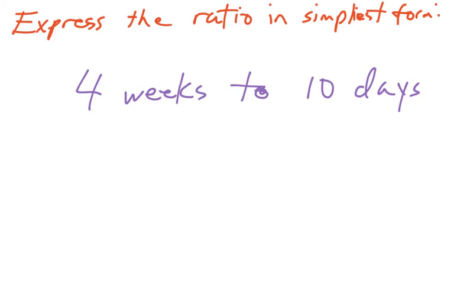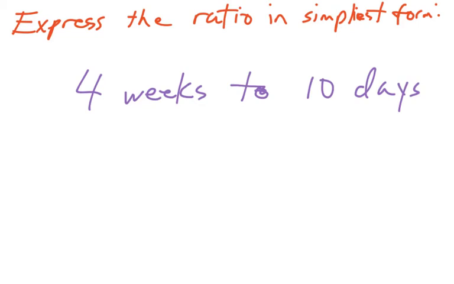Okay, so here we have another ratio to express in simplest form. We have 4 weeks to 10 days. Now remember, these are very similar because they're both units of time. A lot of people would look at that ratio and probably right away do 4 over 10 and then write 2 over 5. Unfortunately, that would be incorrect, because when you're doing a ratio, if you can make your units the same, you want to do that to get the proper ratio.